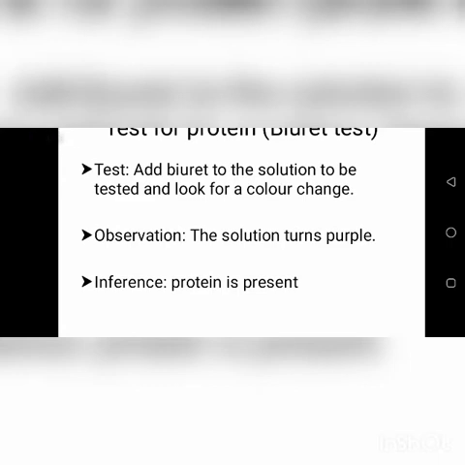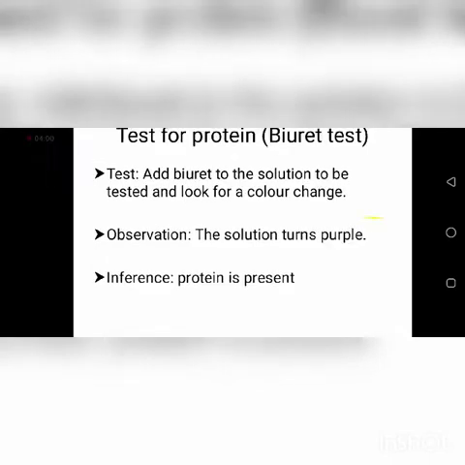After that, what do we observe? Observation: the solution turns purple. So when you add biuret reagent to the solution of the unknown food sample, and the solution turns purple, that confirms the presence of protein. If the solution did not turn purple, that means protein is absent. So that is how to test for protein in the laboratory, to confirm the food substance contains protein.